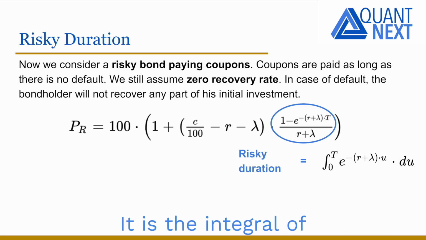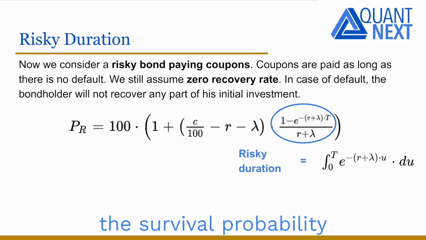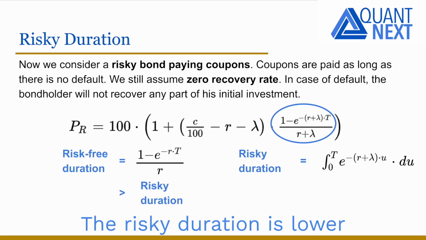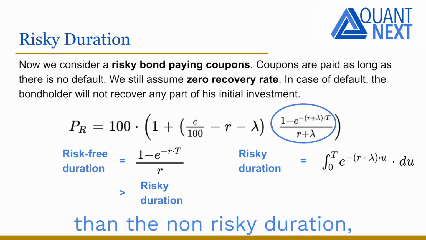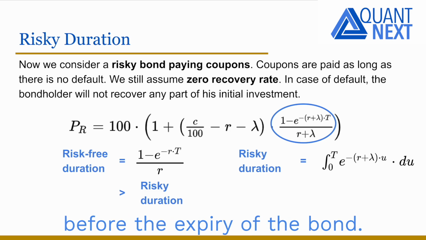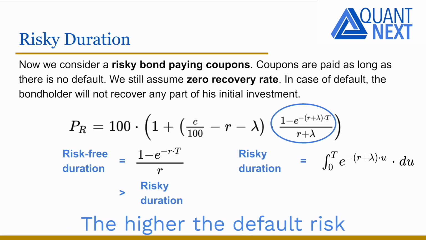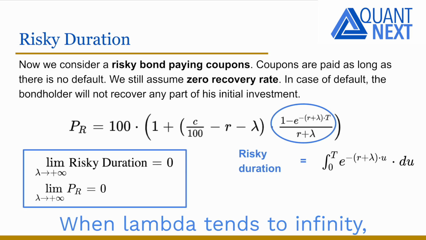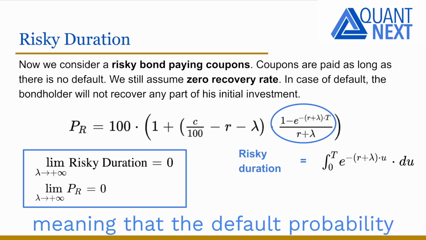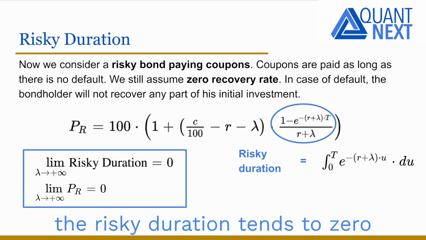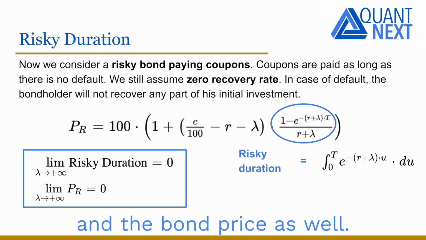It is the integral of the discount factor times the survival probability between 0 and t. The risky duration is lower than the non-risky duration as it includes as well the risk of default before the expiry of the bond. The higher the default risk of the bond, the lower the risky duration. When lambda tends to infinity, meaning that the default probability tends to 1, the risky duration tends to 0 and the bond price as well.